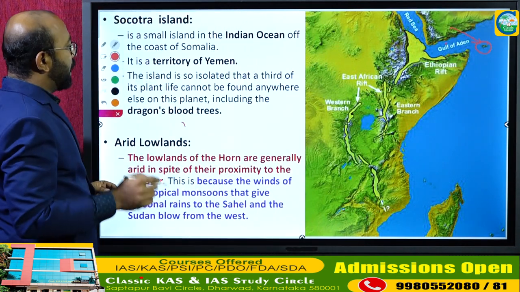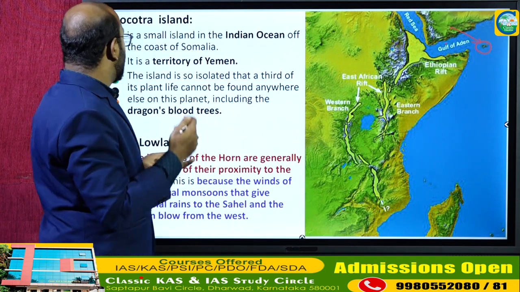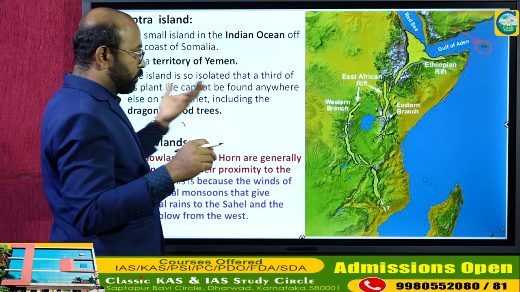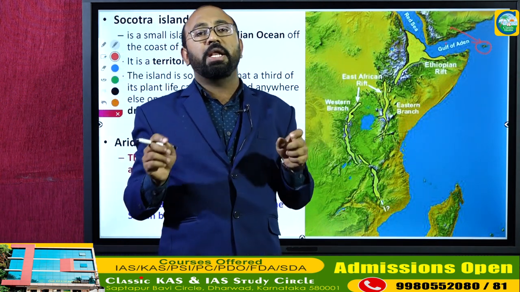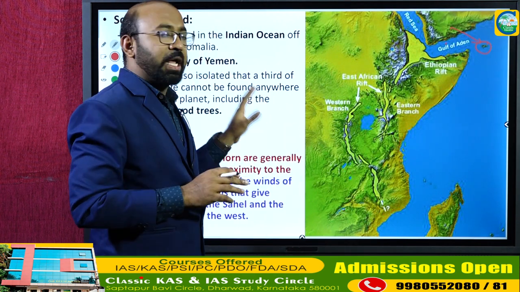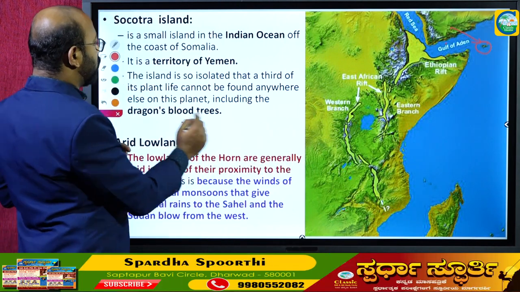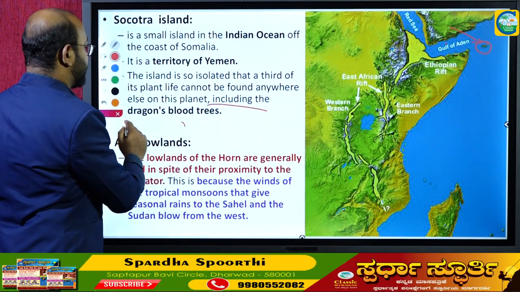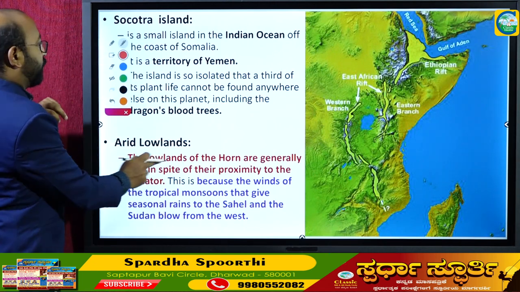But this Socotra Island is a very unique island, because one third of the plant and animal species found in this area are not found anywhere else on the surface of the earth. That means it has a lot of endemism of these species. It is known for very unique trees called dragon's blood trees. Let's look into the picture of that tree.